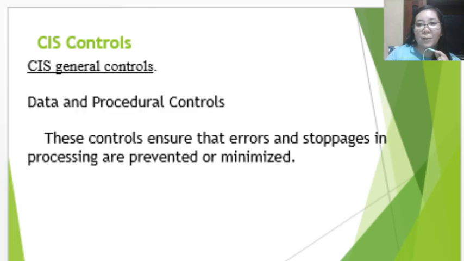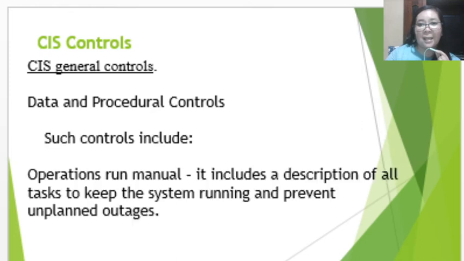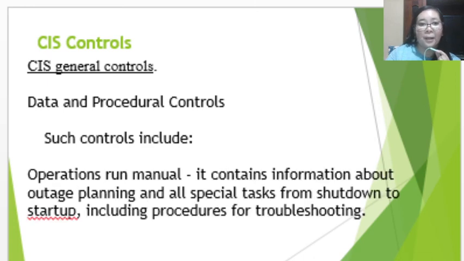Okay, so here these controls are employed to ensure that errors and stoppages in the processing are prevented or minimized. Such control includes the operations run manual. It includes a description of all the tasks to keep the system running and prevent unplanned outages, because in some cases data might be lost. Another thing is it contains information about outage planning and all special tasks from shutdown to startup, including the procedures for troubleshooting if there are errors.